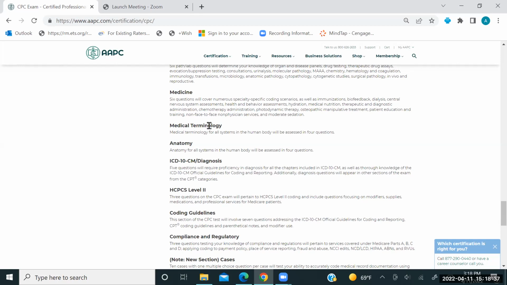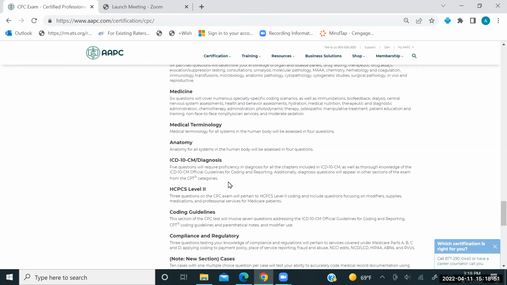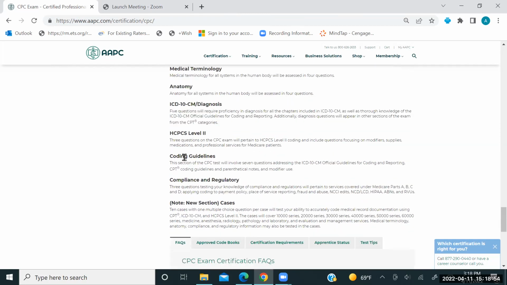There are 5 questions about ICD-10 diagnoses, which doesn't seem like a lot, right? So why did we spend a whole 8 weeks studying ICD-10? That is because it does also apply to the coding guidelines. So these 2 things kind of work together. Only 5 of the questions are about the diagnosis codes, but 7 questions are about the coding guidelines. And then also it's going to play a role in this new section, which is the cases.